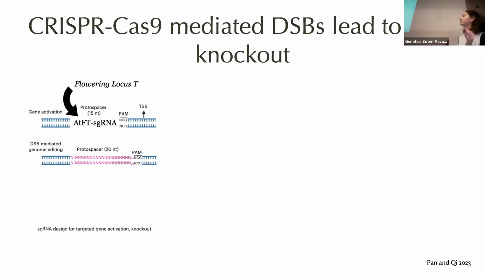So the way that they have utilized this special Cas9 system is that you can make a guide RNA that targets flowering locus T specifically, and then you can combine it with one that targets your gene of interest, the gene that you want to knock out or potentially overexpress, but I want to knock it out.